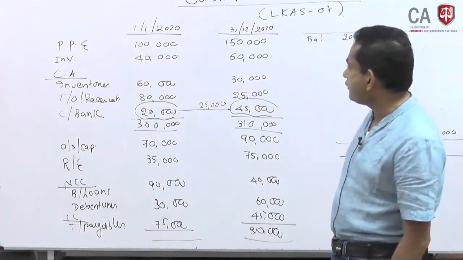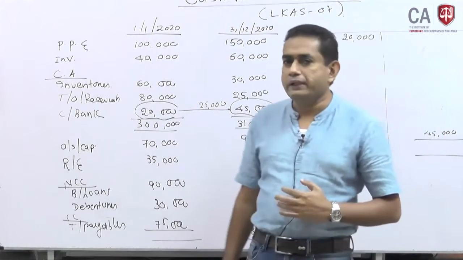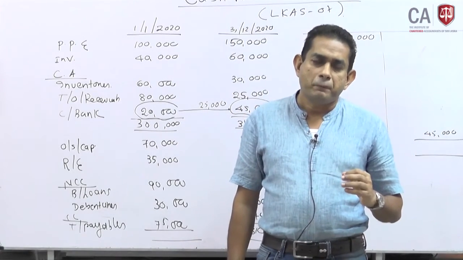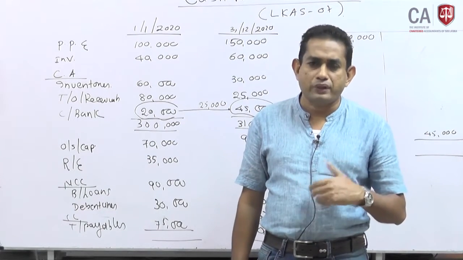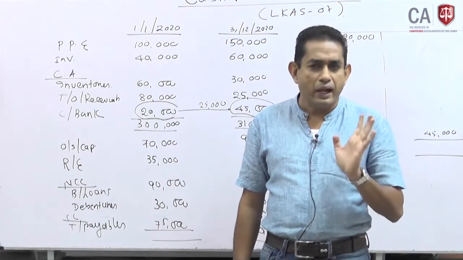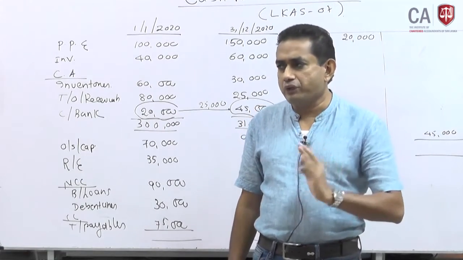Let me prove it now. But let me make a small assumption here. What is the assumption? All the transactions were connected to cash. All the transactions were cash related transactions. I want you to make the same assumption.